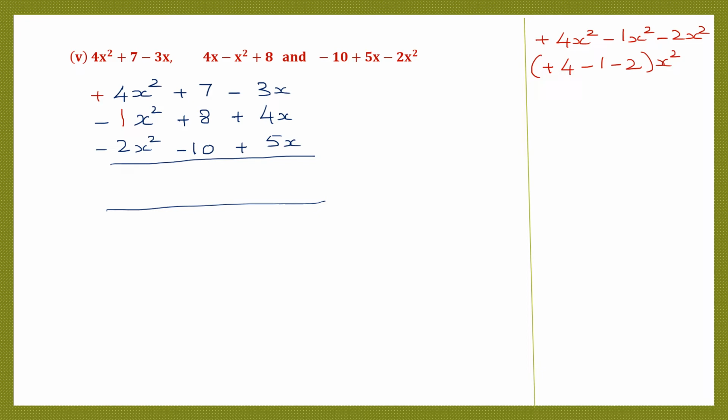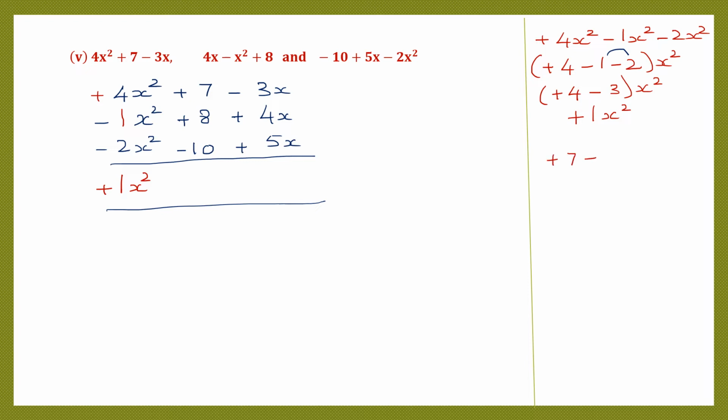Add up the numbers with the same sign. These two are the same sign. So plus 4. So when signs are the same, put the same sign and add. 1 plus 2 is 3x square. Here signs are different. Put the sign of the bigger number and subtract. 4 minus 3 is 1x square. So we got plus 1x square. Now let's go on to the numbers.